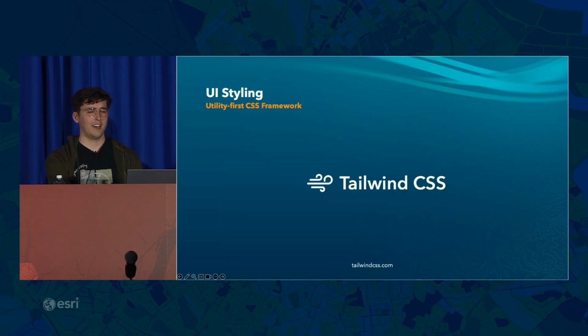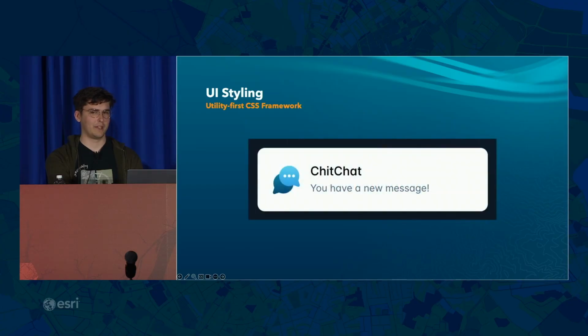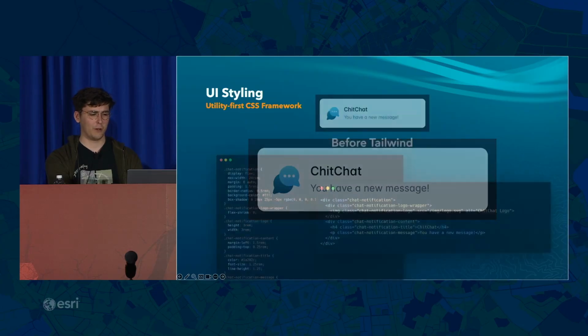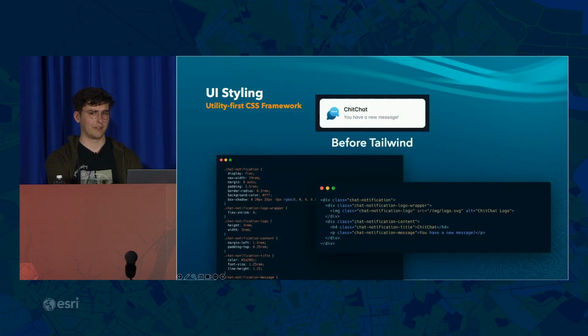Going even further, looking at configuring things like CSS for your UI, Tailwind CSS is a very popular library right now, self-described as a utility-first CSS framework, whatever that might mean. But essentially, let's actually look at an example to understand why it might be useful. So say we're trying to style this chit-chat message. And before Tailwind, our code would look a little bit something like this.